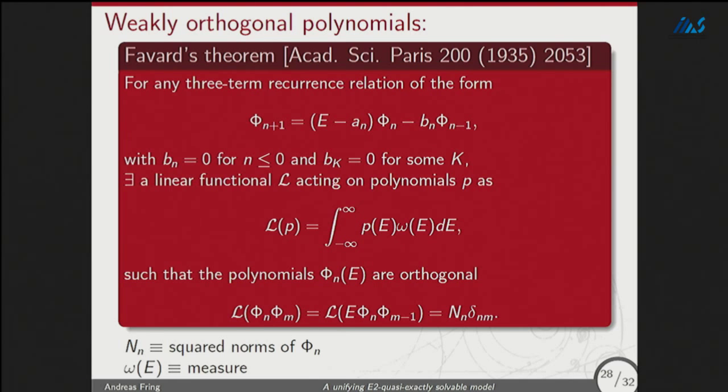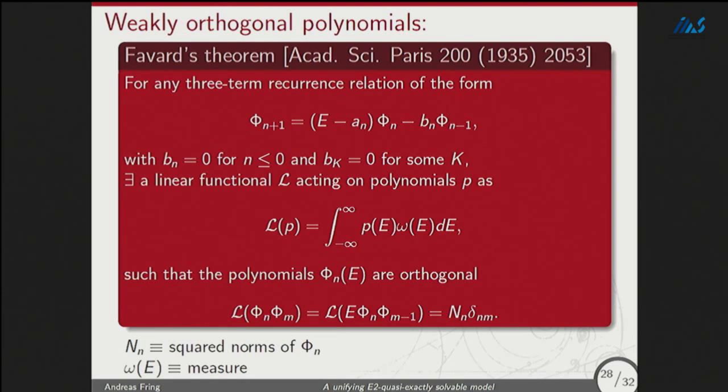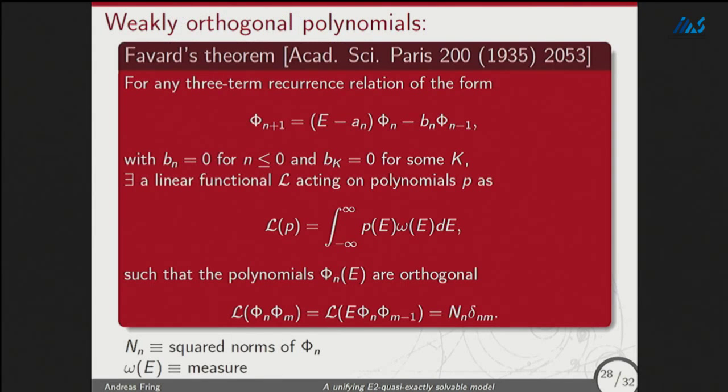And we have these ingredients, and so I can calculate norms. In fact, you can calculate them in two ways. One is just from your three-term relation. I'm just acting on the three-term relation times phi n minus 1 with L. Then you get a simple relation because some of them vanish, and you can just see it from here. You just get a simple recursion relation, which you can solve by the product of the b's, and the minus sign is taken out for that reason. So it's just the product of these coefficients.